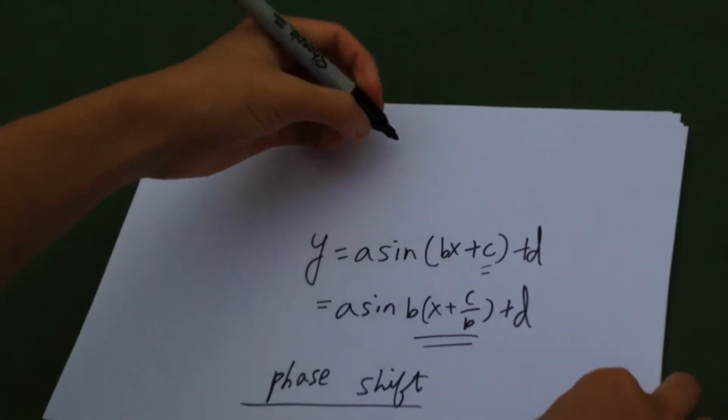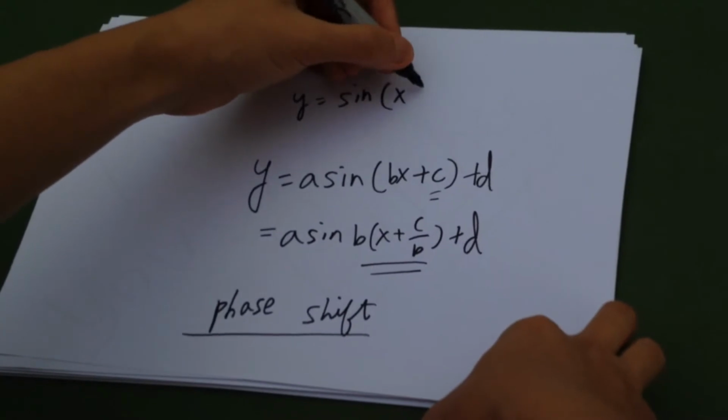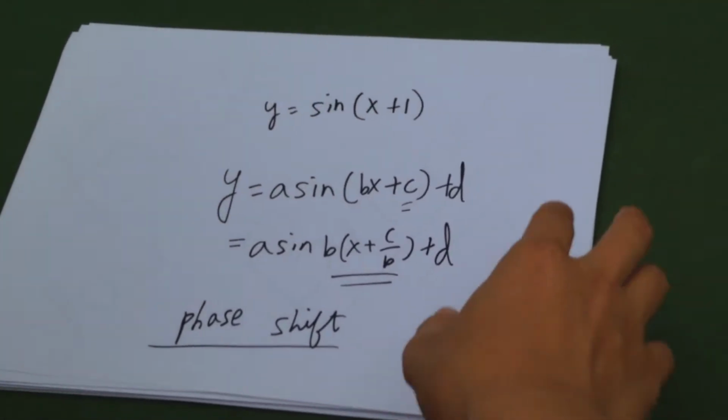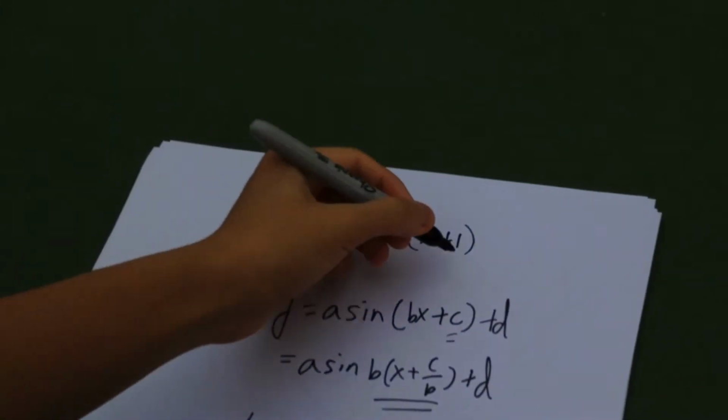Now, if we have y equals sine of x plus 1, the whole graph will actually shift to the left by 1 unit. Does that make sense? Yep.